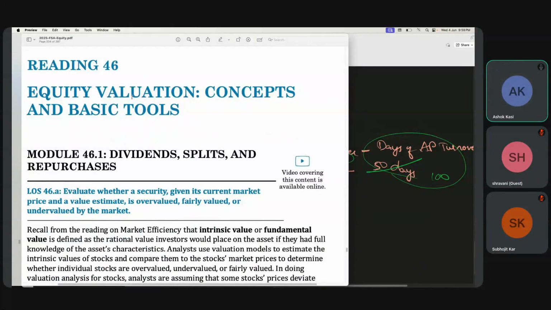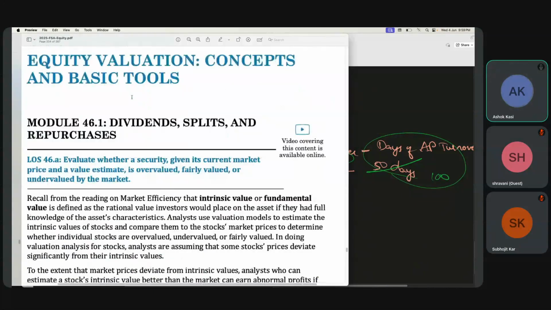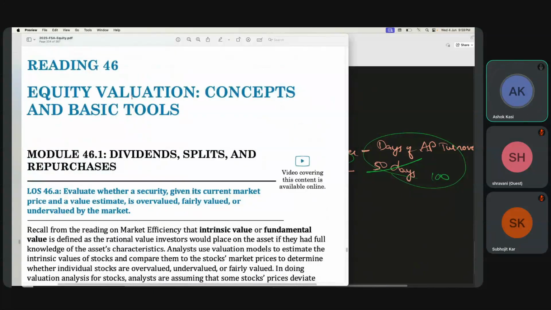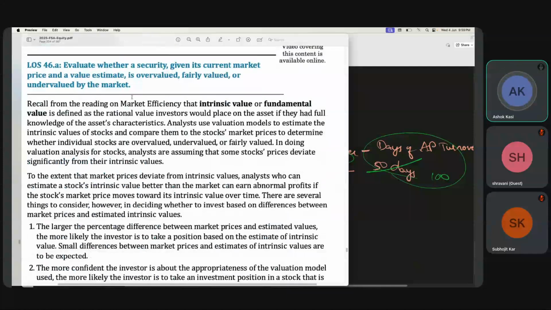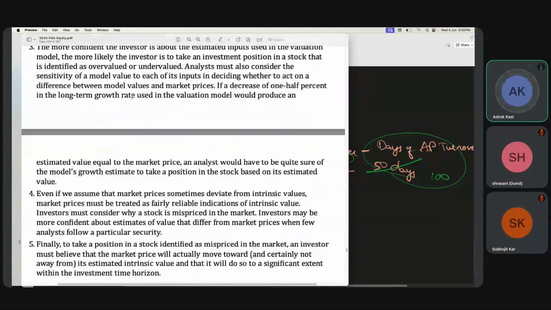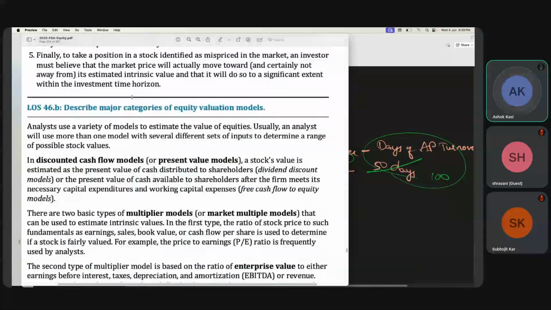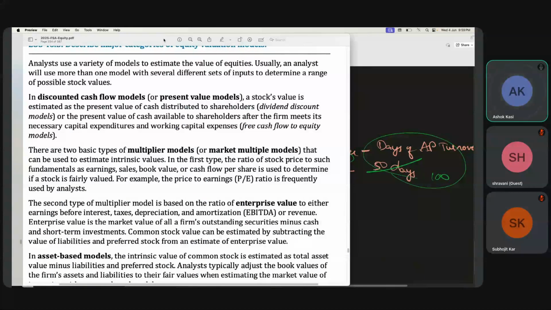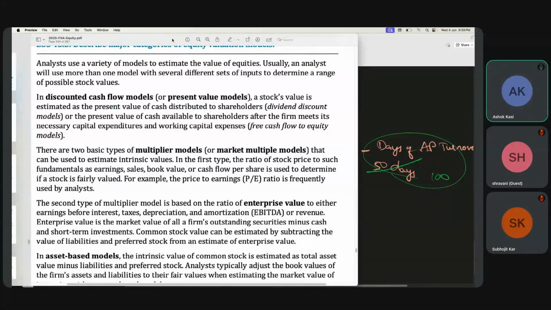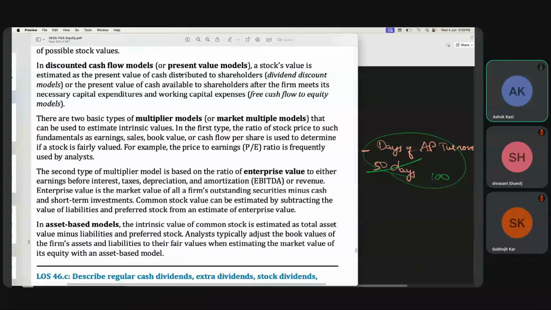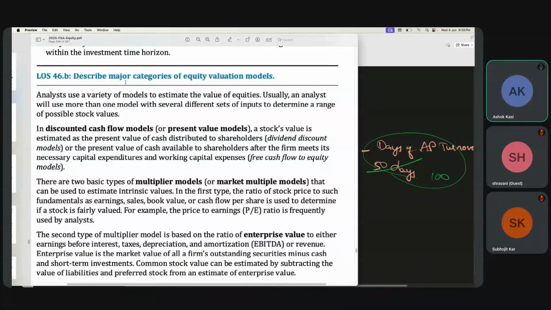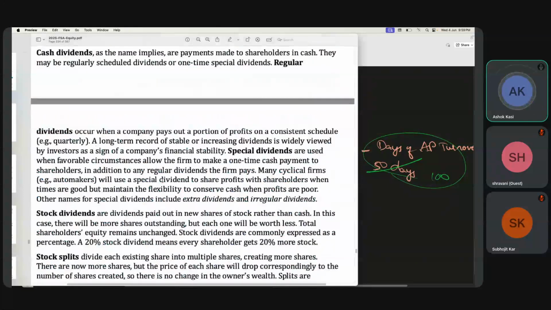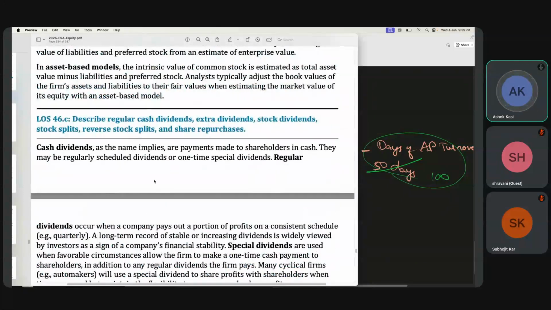Okay, reading 46. Equity valuation concepts and basic tools. Intrinsic value. So first, from here all the calculation-related topics begin: discounted cash flow and all this. I will explain this, but before that, let me explain this part.